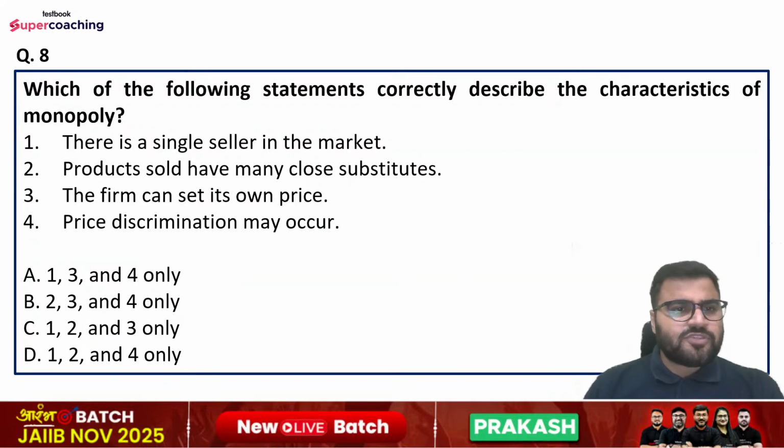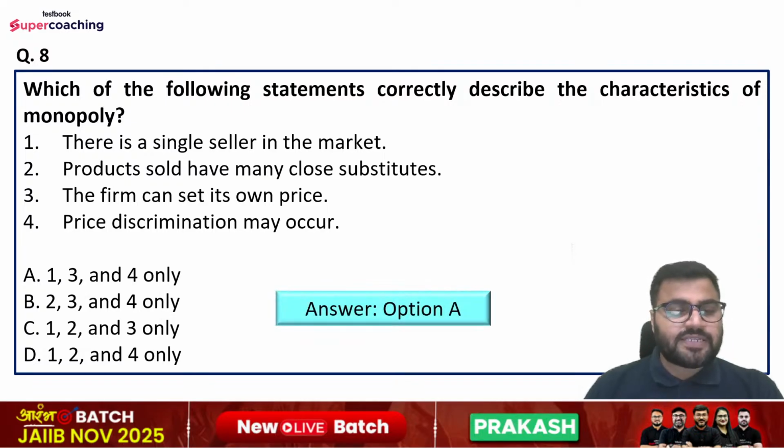Question number 8 is, which of the following statements correctly describe the characteristics of monopoly? Statement number first is, there is a single seller in the market. Second, products sold have many close substitutes. Third, the firm can set its own price. Fourth, price discrimination may occur. So options are first, third, and fourth only; second, third, and fourth only; first, second, and third only; or first, second, and fourth only. What is the right answer, guys? You all have to participate in the session as well, so do let me know. Right answer is option number A, that is first, third, and fourth only.